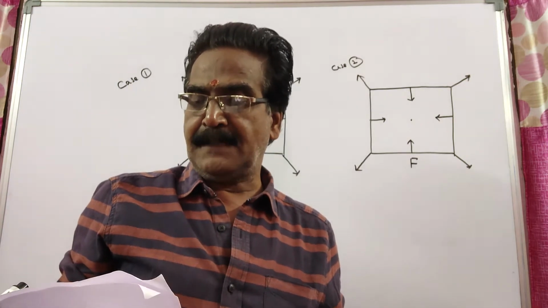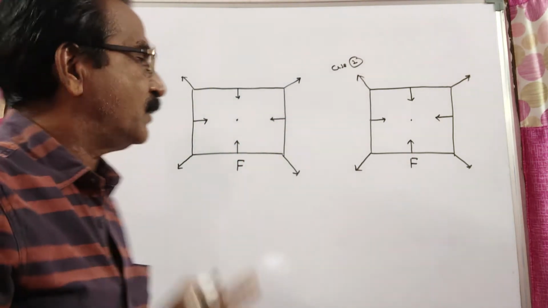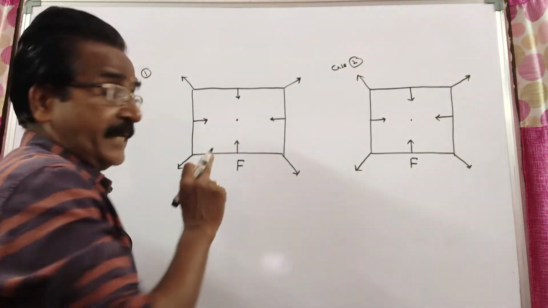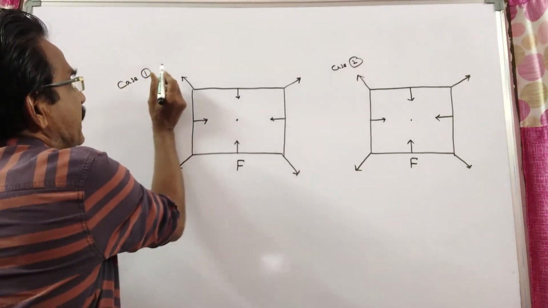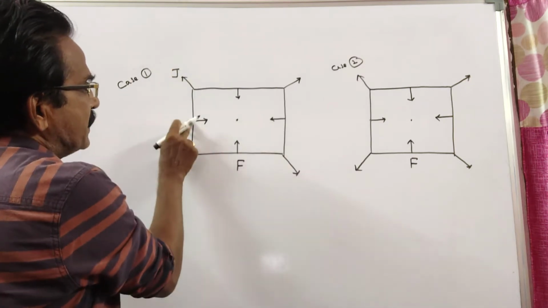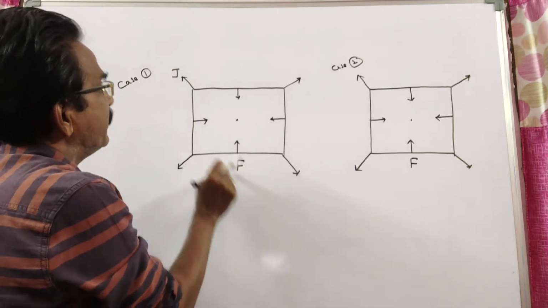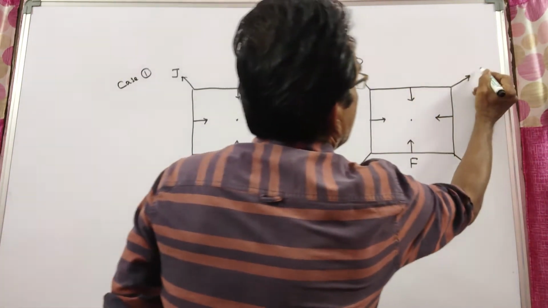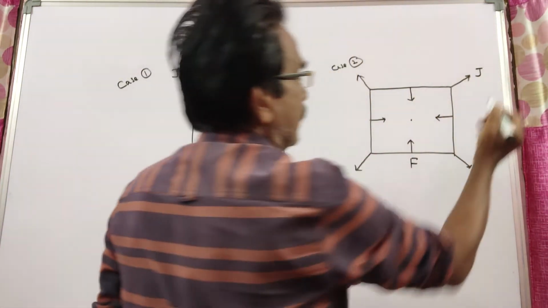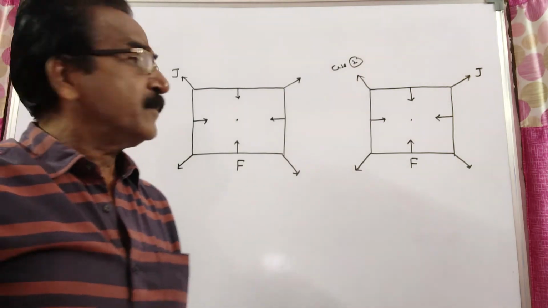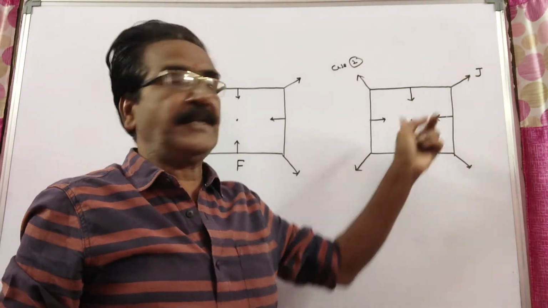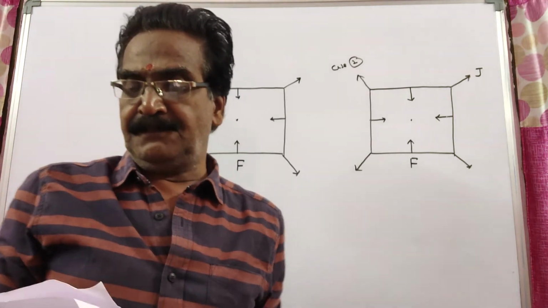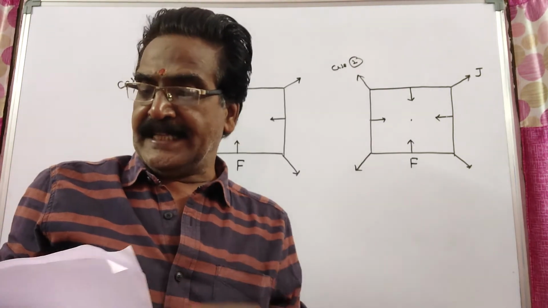Two persons sit between F and J. So J can be placed either here, with two persons placed between F and J, or you can place here also. So in the second case, I am considering J here. So two persons are between F and J. Okay, friends. Next one.